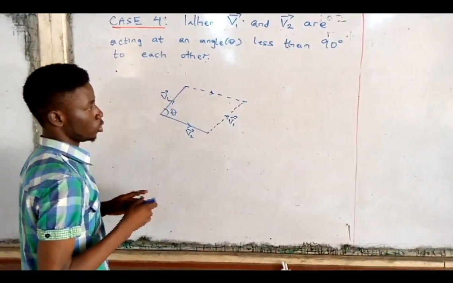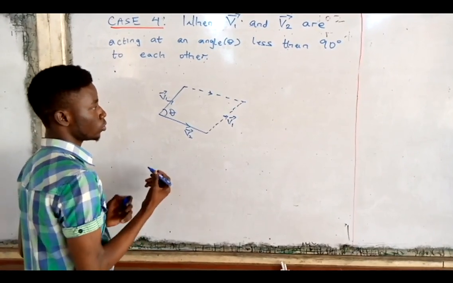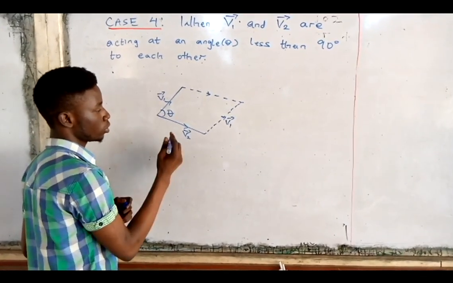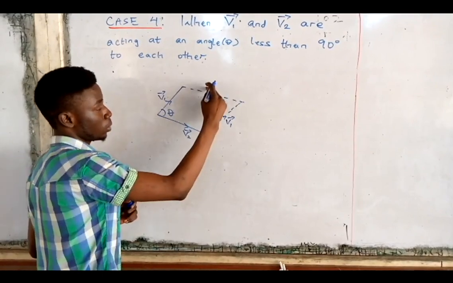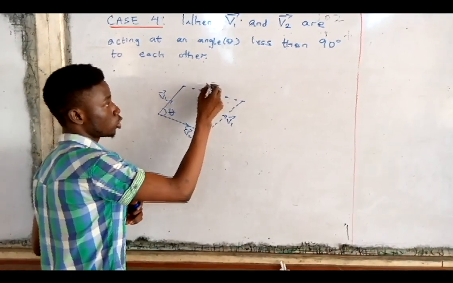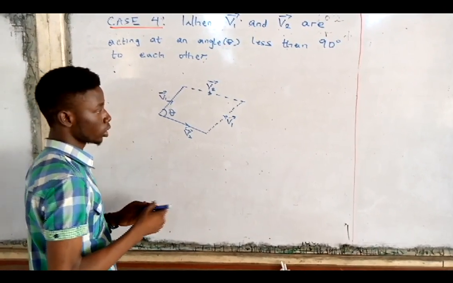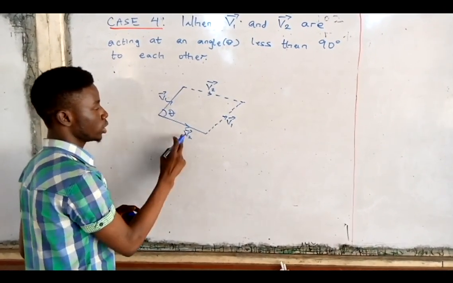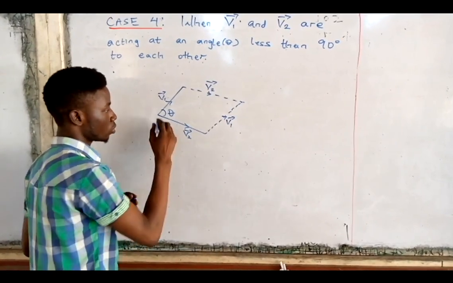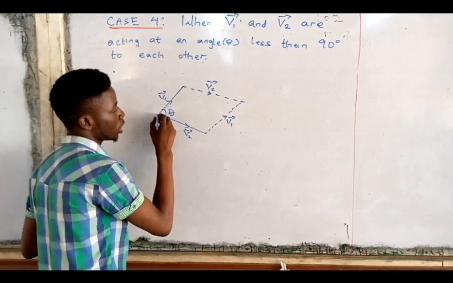Then we are sure that the resultant vector of V1 and V2, definitely, since this is also a parallel vector to V2, this will also be V2. Now, to sketch the resultant vector, it will be acting directly in between V1 and V2. Then I can have my resultant vector to be this.